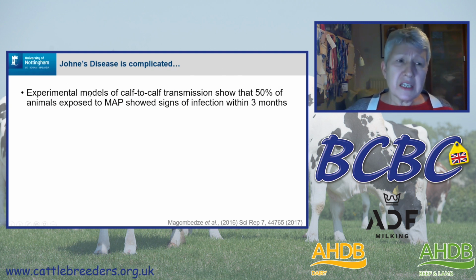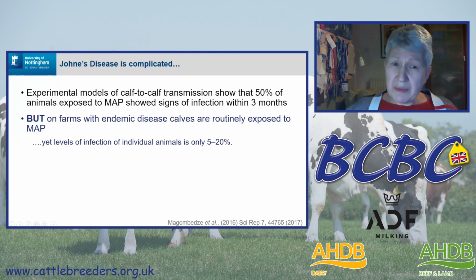But Johne's disease itself is also very complicated. What we know is that if you take experimental models of calf-to-calf transmission, where animals are exposed to MAP, high levels of them will show signs of infection within a short period of time. On farms with endemic disease, we know calves are routinely exposed to MAP. They've done studies of how much bacteria are in the environment on the farm. It's high. And so we know that they're there, and yet the level of infection of individual animals is only 5 to about 20%. So it doesn't quite add up with what we see in these experimental models.